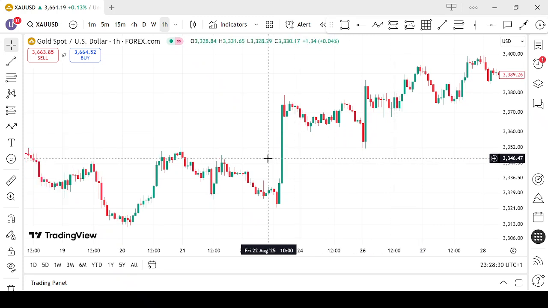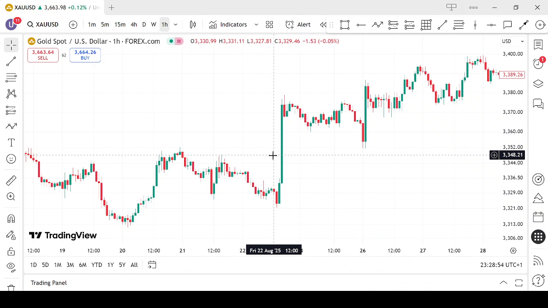Now you will find wider price swings and more trading volume when the London and New York sessions overlap. Knowing these peak hours helps you to choose better entry and exit points for gold. Now let's look at a step-by-step process to guide us to build your gold trading approach.